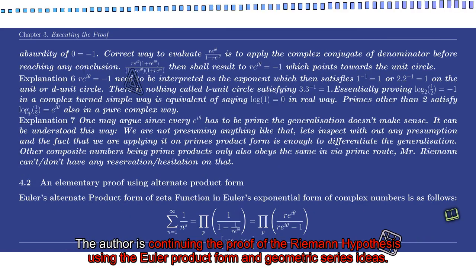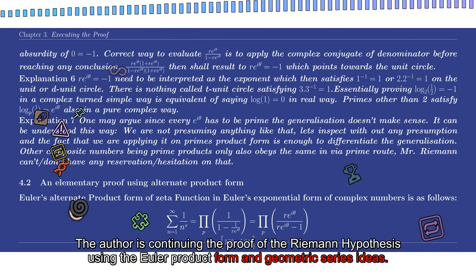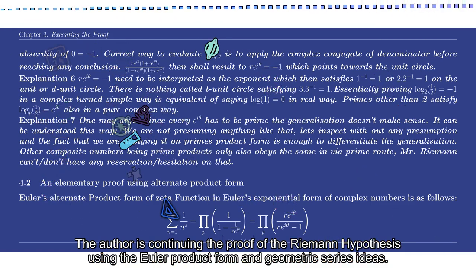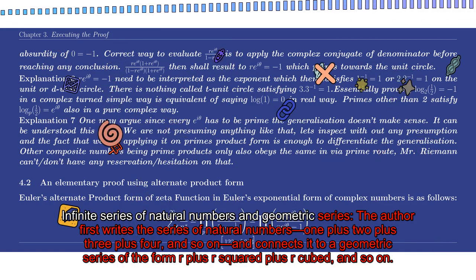The author is continuing the proof of the Riemann hypothesis using the Euler product form and geometric series ideas. Let's go step by step. Infinite series of natural numbers and geometric series.